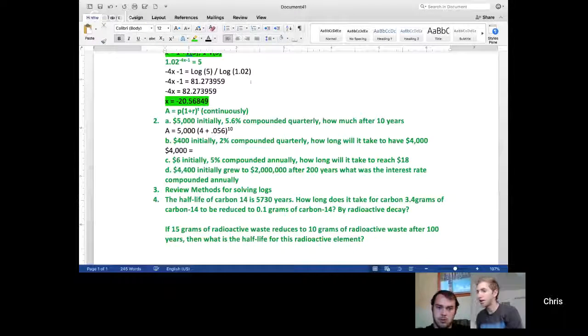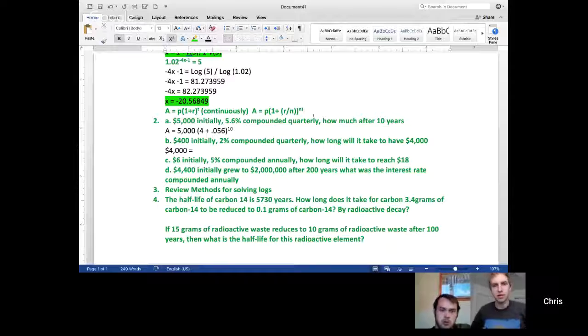Oh, here it is. You ready? Yeah. A equals P parentheses 1 plus R over N, and parentheses, and then the exponent is NT. That's what it was. Yeah, I remember that now. Because I remember that one never changes, but there were more things that we needed to put into the equation. So there it is.